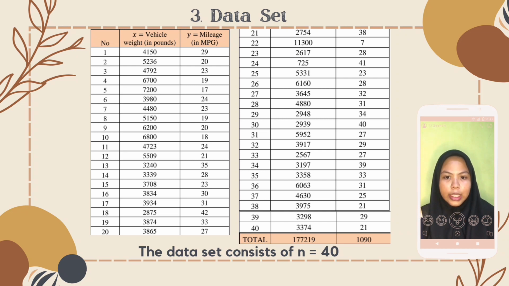Dataset: we choose quantitative and show on the slide. Dataset has X and Y, X for vehicle weight and Y for mileage. The sum for X is 177219 and Y is 1090. So that N equals 40.